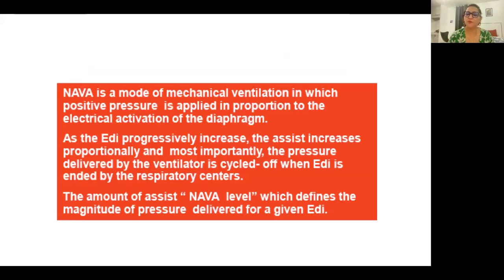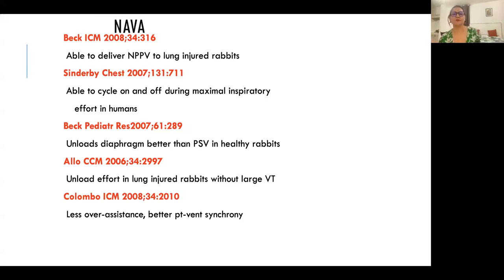So Nava is a mode of mechanical ventilation in which positive pressure is applied in proportion to electrical activation of the diaphragm. As the EDI progressively increases, the assist increases proportionately, and the pressure delivered by the ventilator is cycled off when EDI is ended by the respiratory center. And the amount of assist, the Nava level, defines the magnitude of pressure delivered for a given EDI. So this is what Nava does in brief. Let's look at a few of the studies which we have.